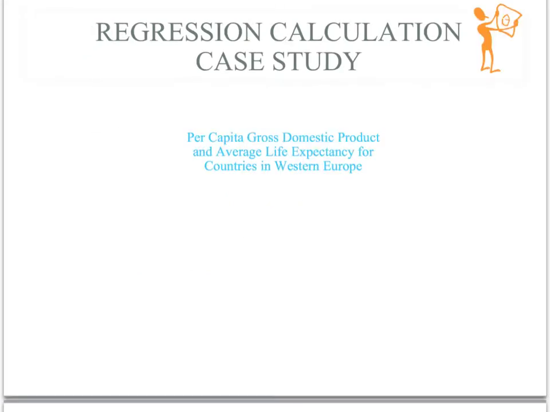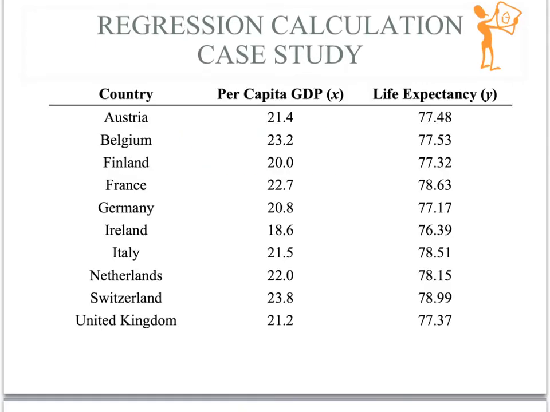So let's look at what it looks like to calculate one of these out. You will be using your calculator for the most part to do regressions, but you need to see what it looks like all done out. Okay, back to that regression calculation that we did with per capita GDP and life expectancy of these 10 countries in Europe. Okay?